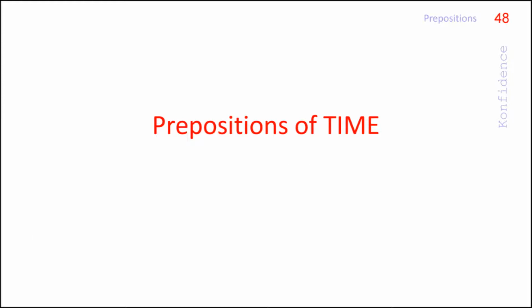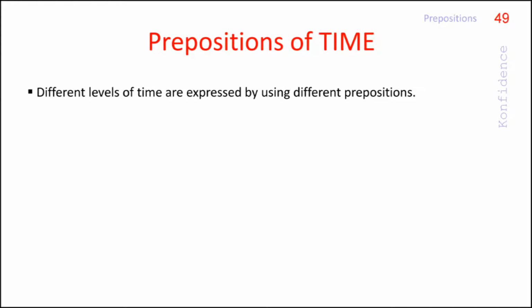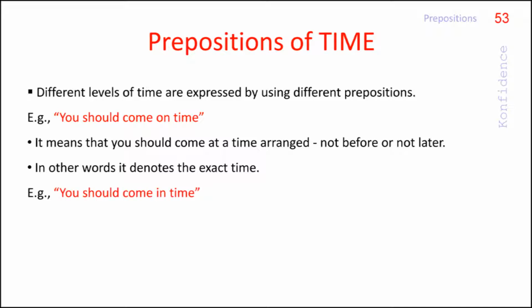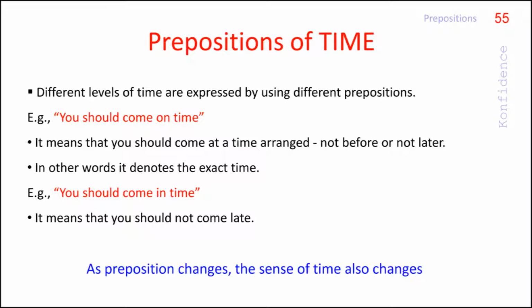One of the most important functions of preposition is to indicate time. Different levels of time are expressed by using different prepositions. For example, when we say, you should come on time, we mean that you should come at a time arranged, not before or not later. In other words, we mean the exact time. But when we say, you should come in time, we mean that you should not come late. When the preposition is changed, the sense of time is also changed.